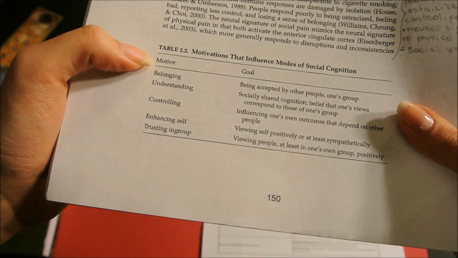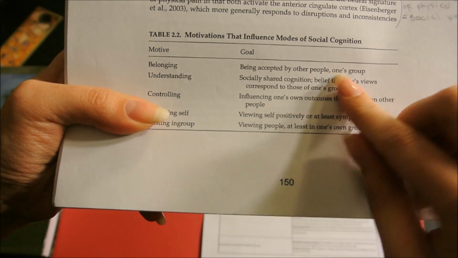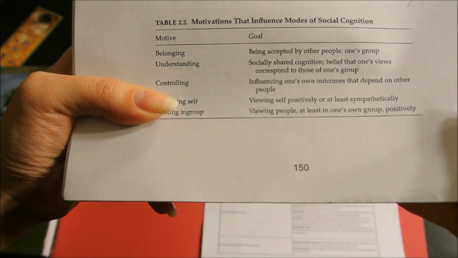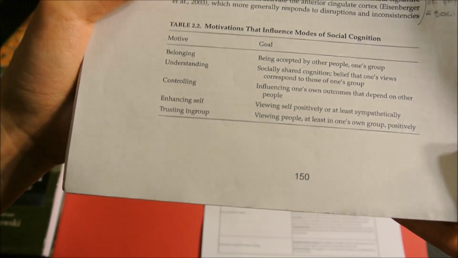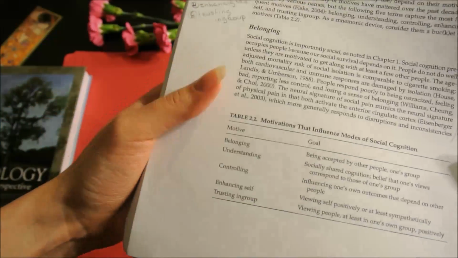Look how cool it is. Look, the motive, belonging, and it tells you the goal, being accepted by other people, one's group. Understanding, socially shared cognition, belief that one's views correspond to those of one's group. So this is perfect. I can give myself a little copy paste of this table in my notes, and that's it.